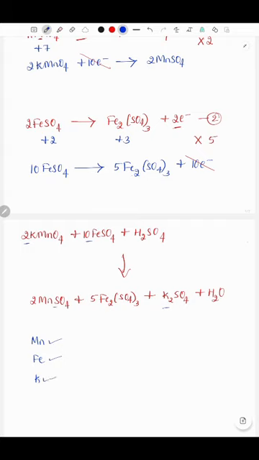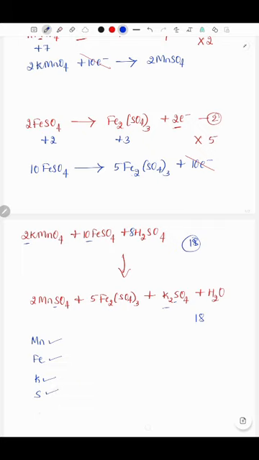When it comes to sulfur, in the reactant side we have 10 plus 1, 11 sulfur atoms, and on the product side we have 2 plus 5 3s are 15, 15 plus 2 is 17, 17 plus 1 is 18. 18 sulfur atoms on the product side. Hence, now I will add a stoichiometric coefficient 8, so that 10 plus 8 is 18. 18, 18, now sulfur atom is also balanced.